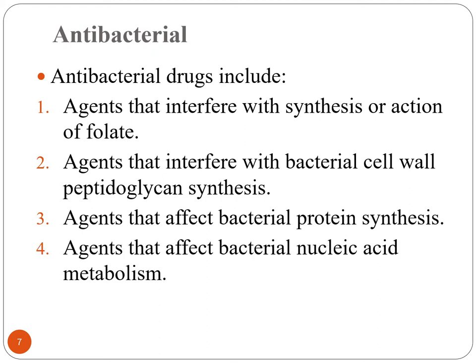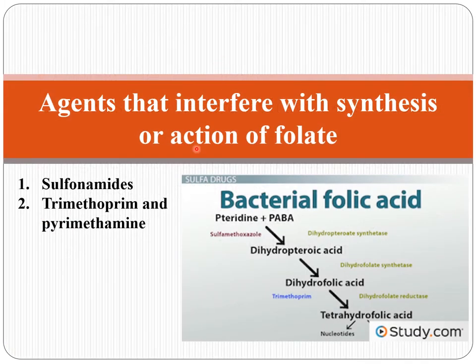And the fourth group are the agents that affect bacterial nucleic acid metabolism through inhibition of the DNA gyrase enzyme, such as the quinolones. This group includes the quinolones. First, we'll talk about the agents that interfere with the synthesis or action of folate. We have sulfonamides, and we have trimethoprim and pyrimethamine.